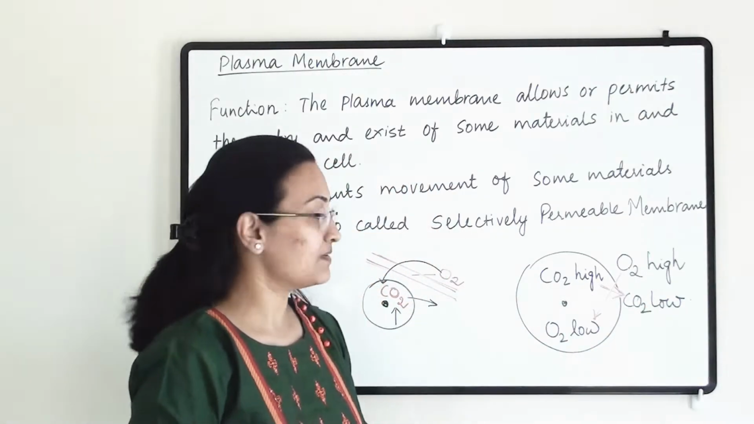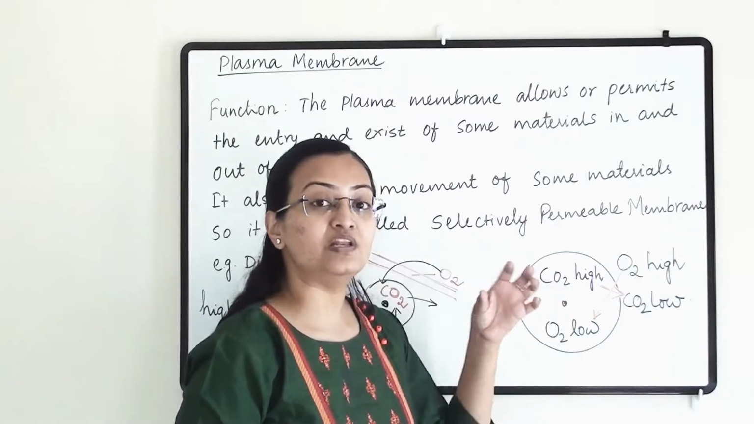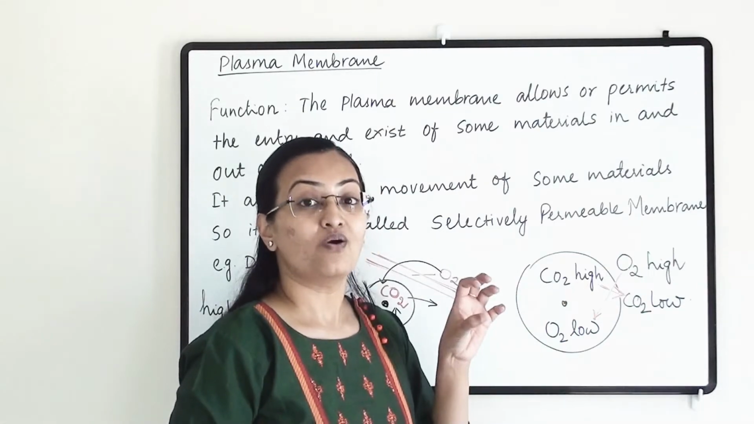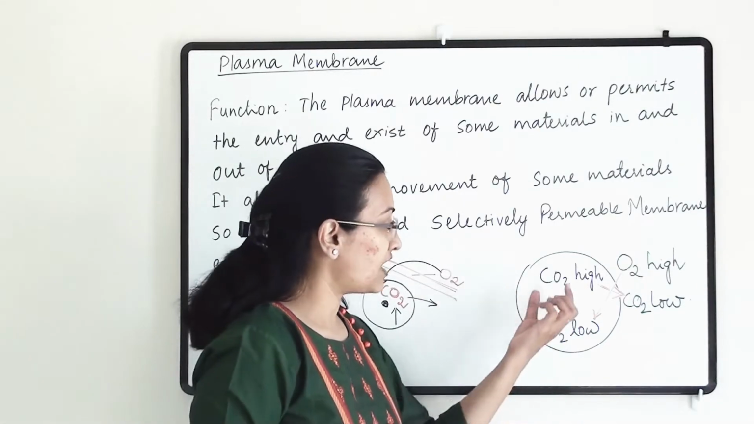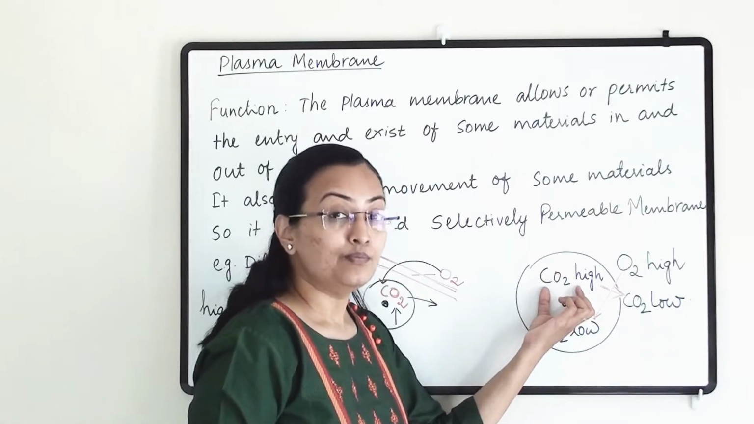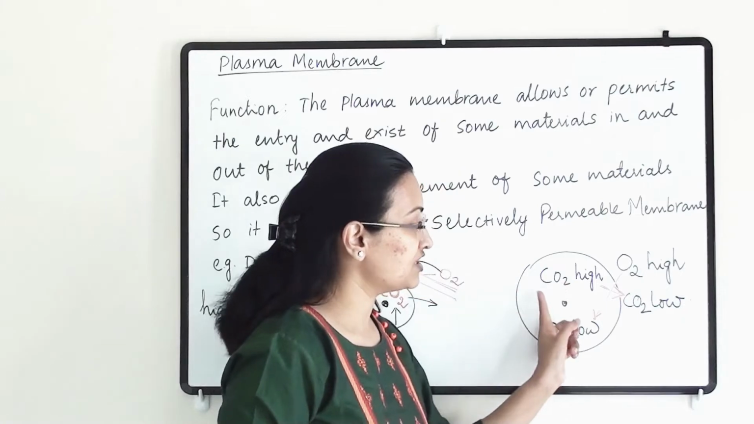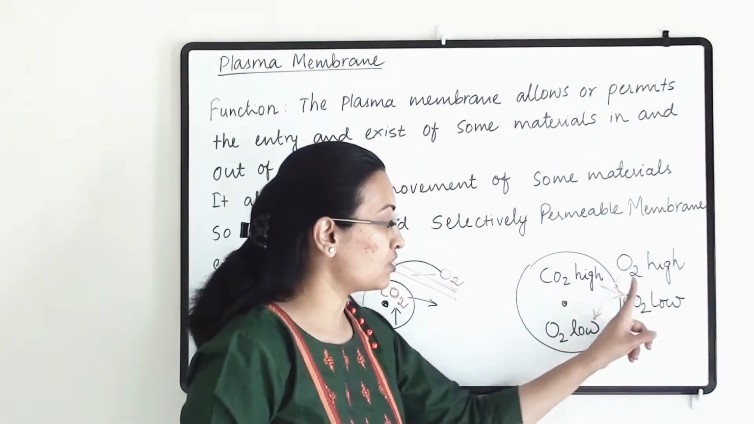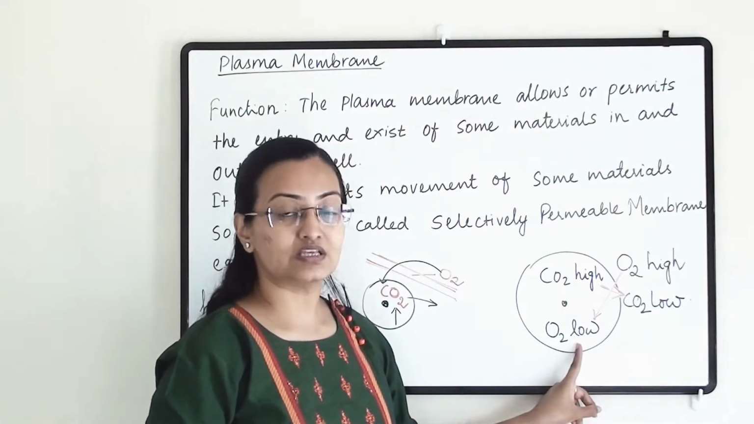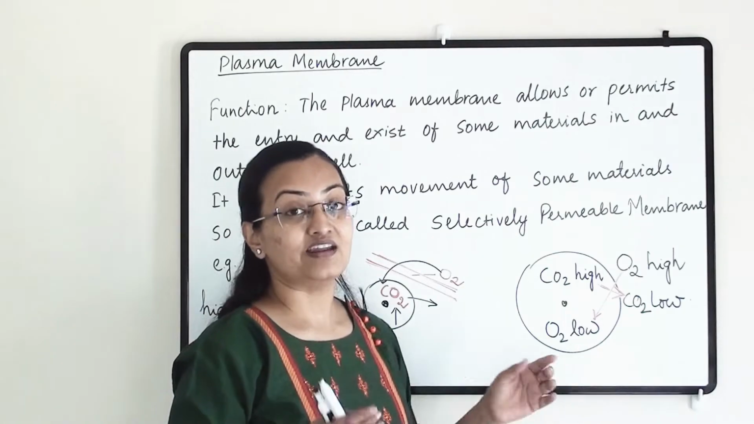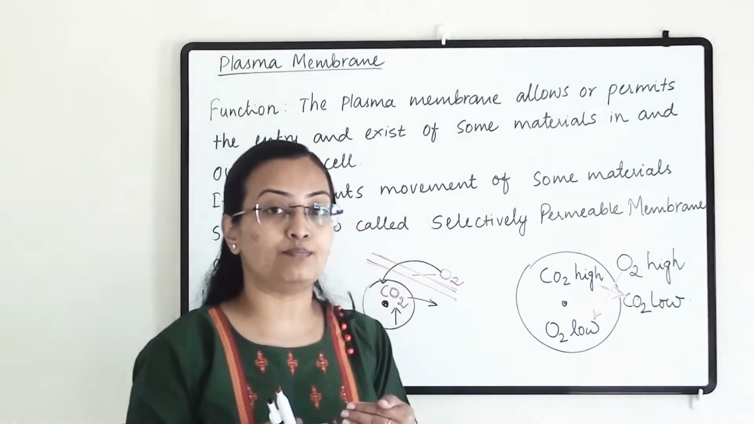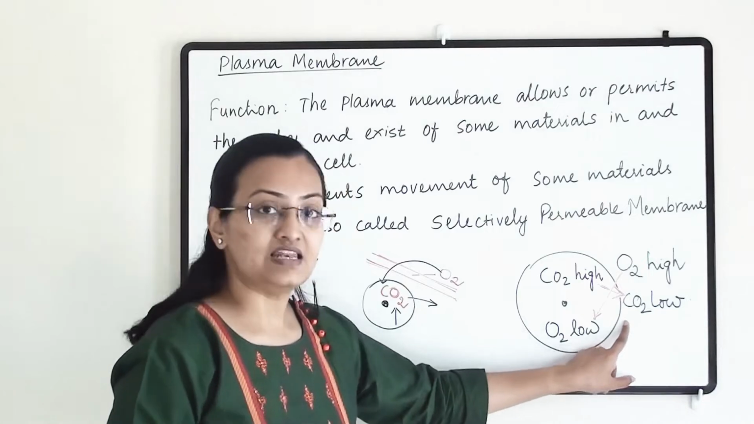This will happen when carbon dioxide accumulates inside the cell. The carbon dioxide level will rise and, from high concentration to low concentration, it will go out, whereas the oxygen will come in. So this is a diffusion where gaseous exchange happens at the cell membrane.